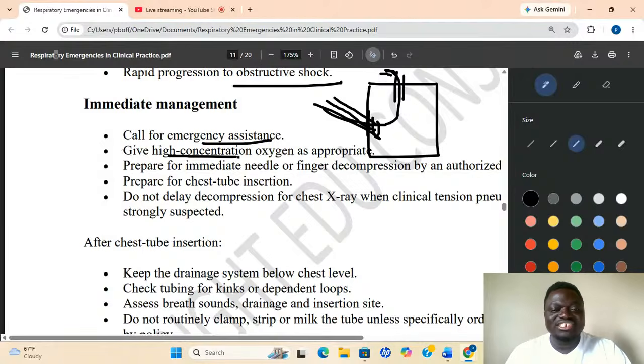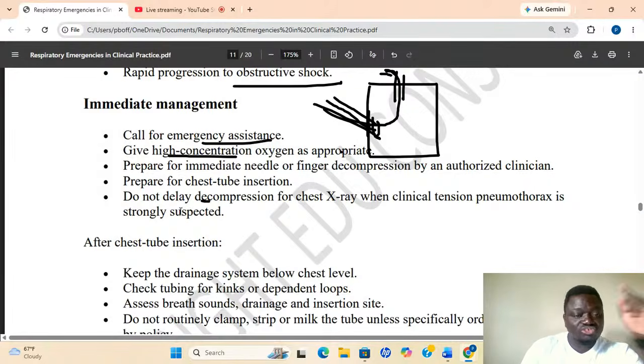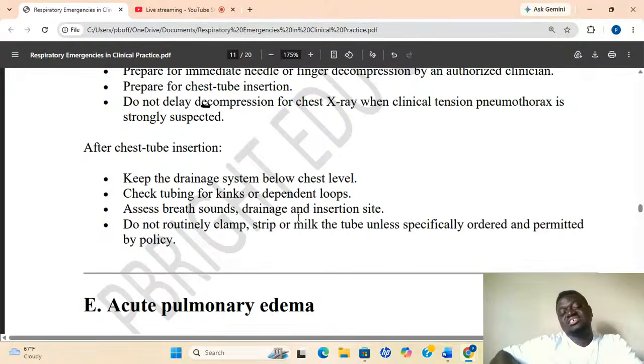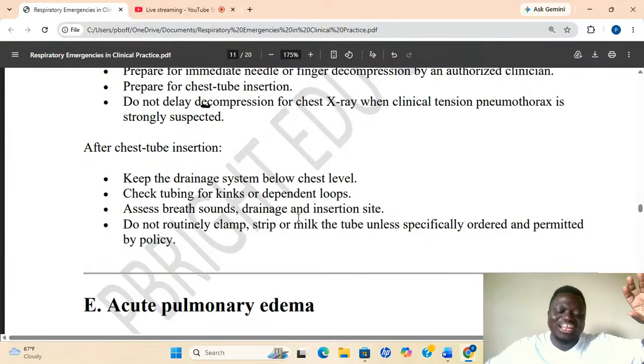High concentration oxygen as appropriate. Prepare for immediate needle or finger decompression. Then prepare for chest tube insertion. Do not delay decompression for chest X-ray when clinical tension pneumothorax is strongly suspected. After you insert the tube, keep the drainage below. If you keep it up, gravity will let it flow back, and you're going to cause positive pressure again. Then you check the tube for kinks.